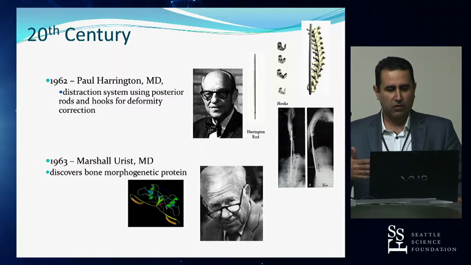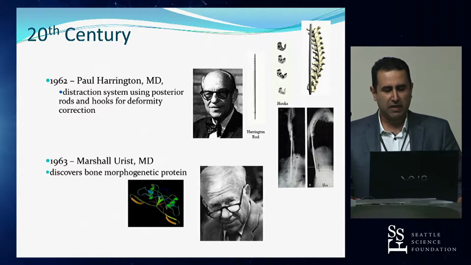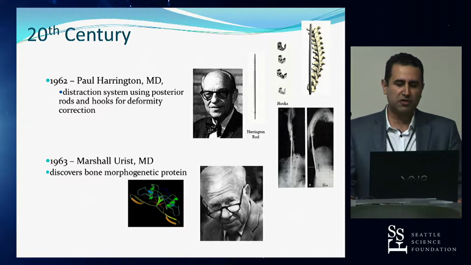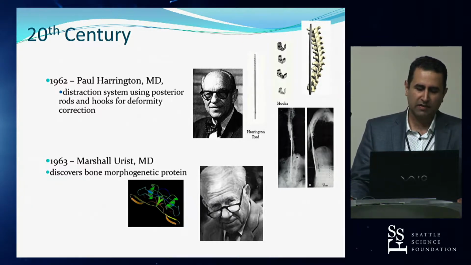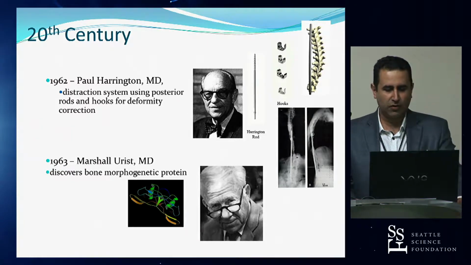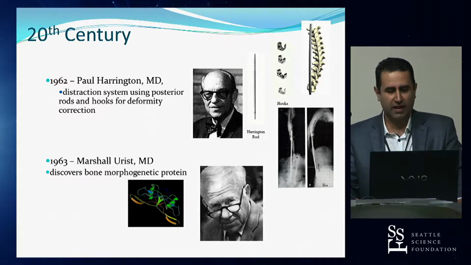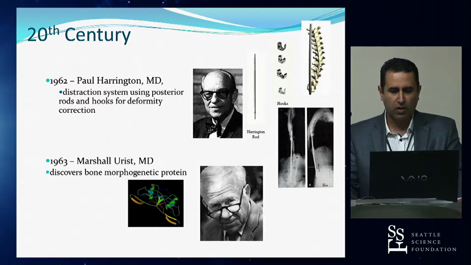So we'll talk about Harrington in a minute, but Marshall Urist in 1963 identified bone morphogenic protein. And in fact, his student, I believe, an associate, worked with him to receive a Nobel Prize based on this discovery. But it was he who understood and discovered this innate native protein that has such an integral role with helping to achieve arthrodesis.